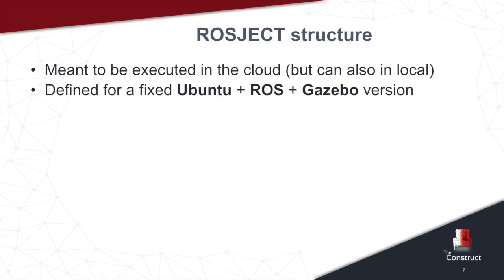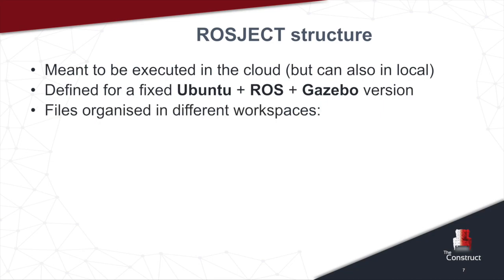Then the ROSject is defined for a fixed version of the Ubuntu system, a fixed version of ROS, and a fixed version of Gazebo. And that is necessary in order to be able to provide the same results. If we generate the results with a certain Ubuntu version or ROS version or Gazebo version, then it may happen that if we change any of those, the results will be different. So the ROSject is defined for that fixed structure.